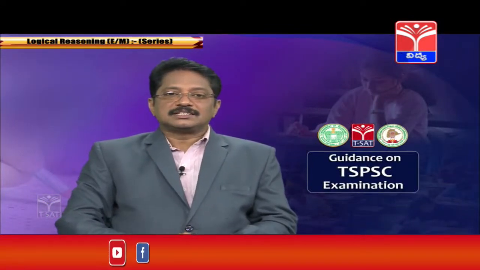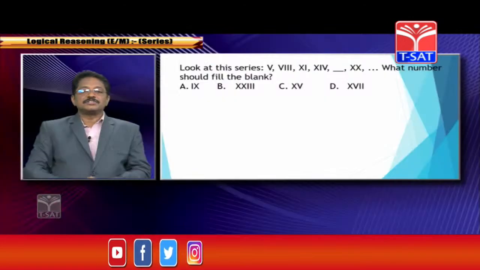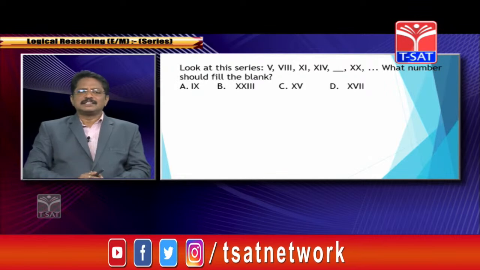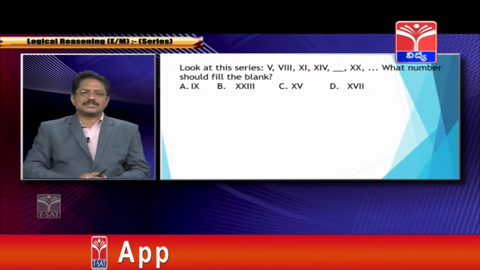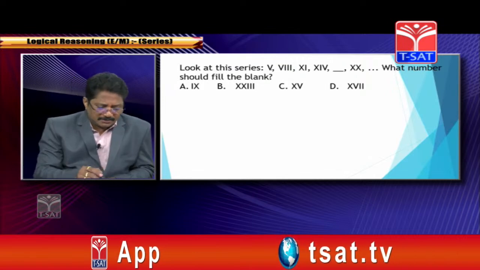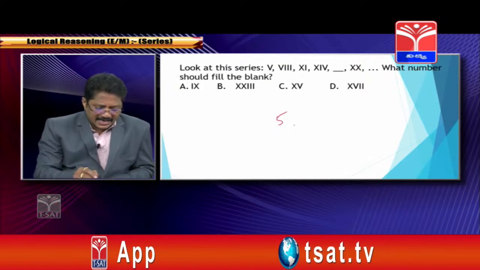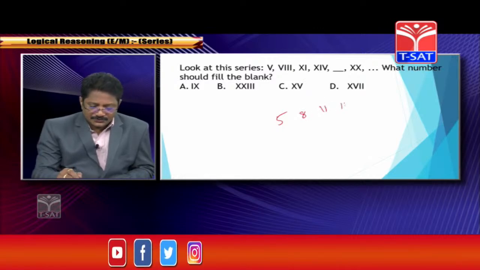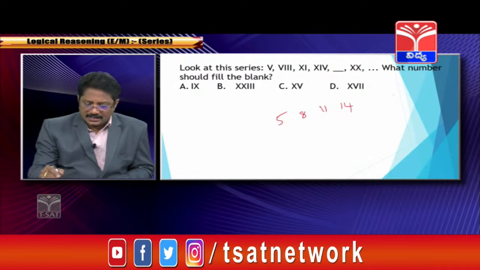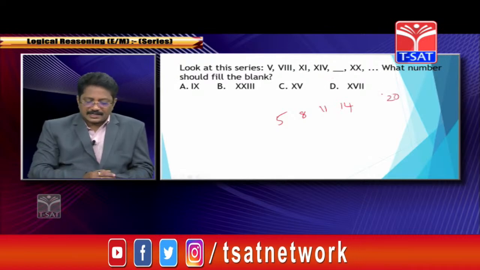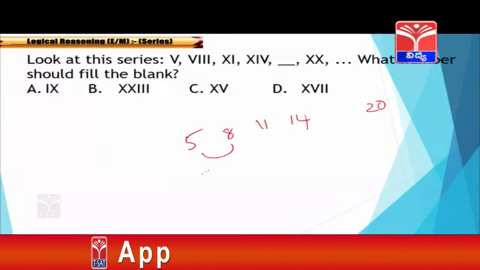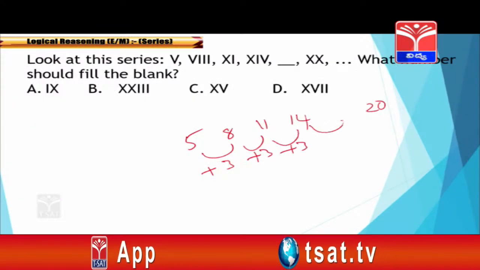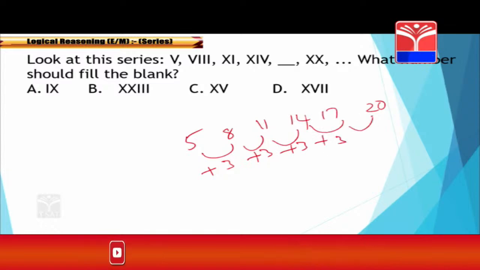Now see, this is V, 7, these are Roman numbers. If you know the Roman numbers, it's very simple, you can get the answer directly by observation only. So here V means 5, this is 8, this one is 11, this is 14, and this one is 20. Correct? Okay, means 5 plus 3 is 8, 8 plus 3 is 11, 11 plus 3 is 14, 14 plus 3 is 17, 17 plus 3 is 20.